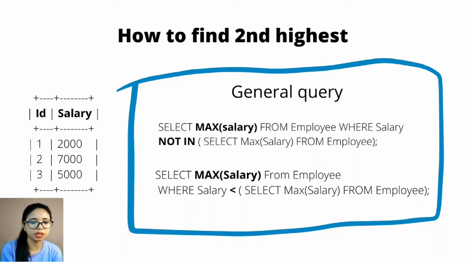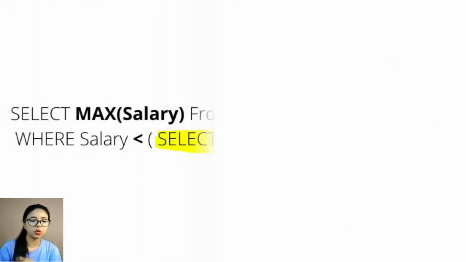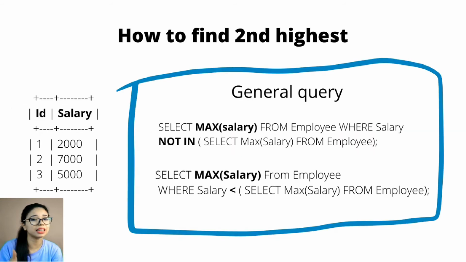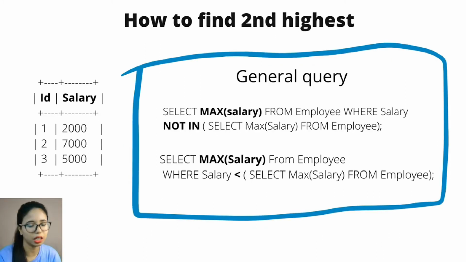Now let's come to the second approach. Here, first jump into the inner query. What is it saying? Select max salary from employee, that will be 7K. Now the outer query: select max salary from employee where salary is less than the max salary. What is the max salary which is less than 7K? That is 5K. So while you are running both the queries, you are going to get the same result.